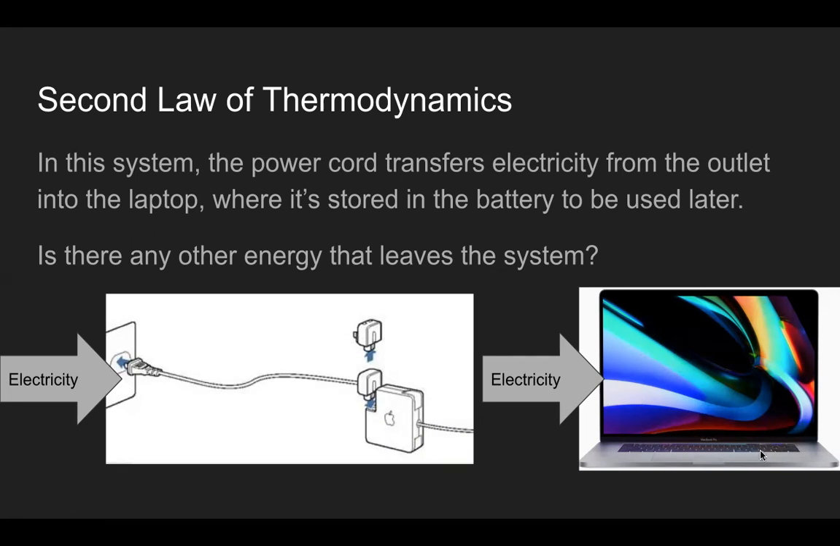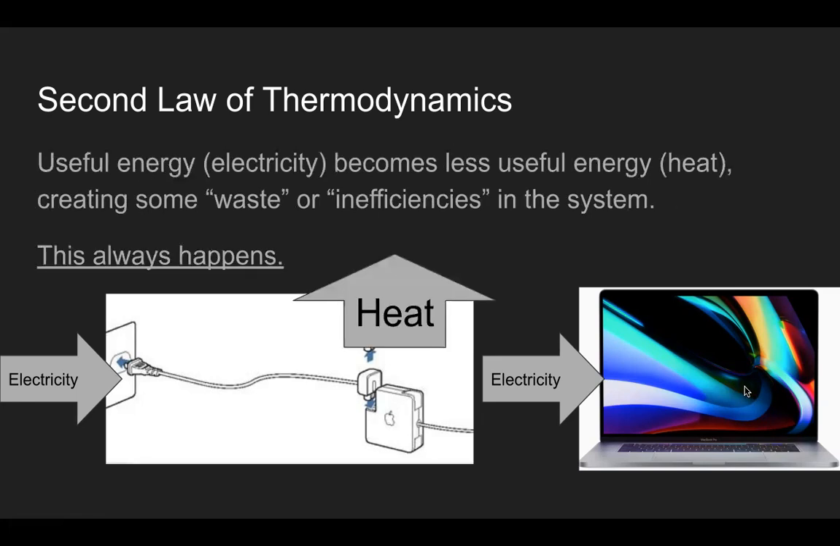So then the question is, is there any energy that's leaving the system, right? Seems like this is pretty closed, right? Electricity just coming through here, going through my charging cord and then to my computer. So how is this an open system? So if you touch the box right here, mine's actually quite warm right now. And that's because some of that electricity actually just gets turned into heat, which is not as useful of energy, right?